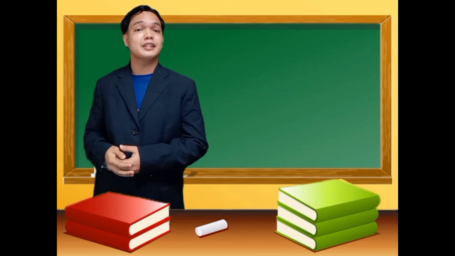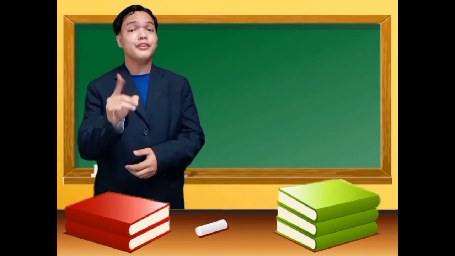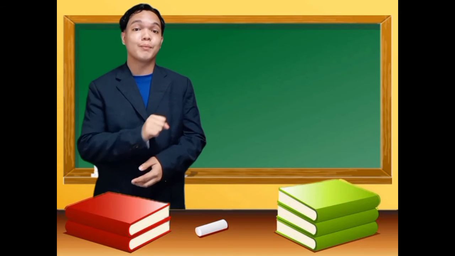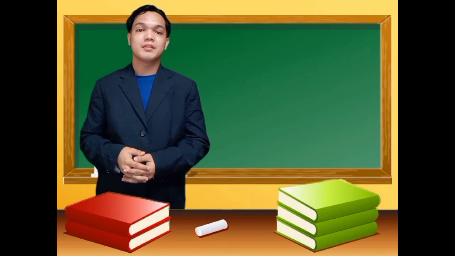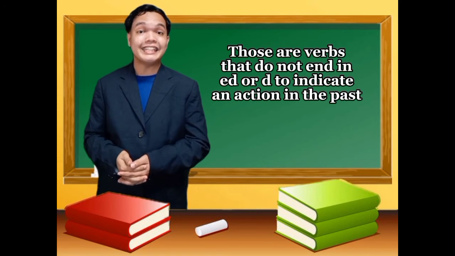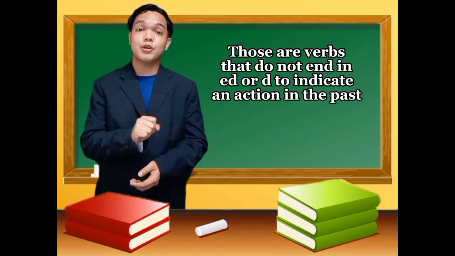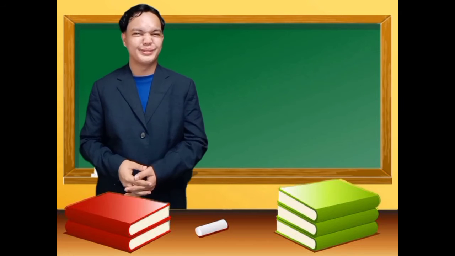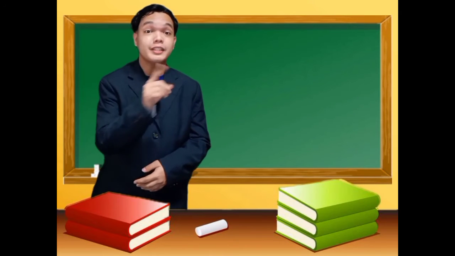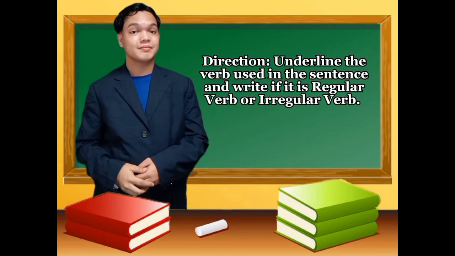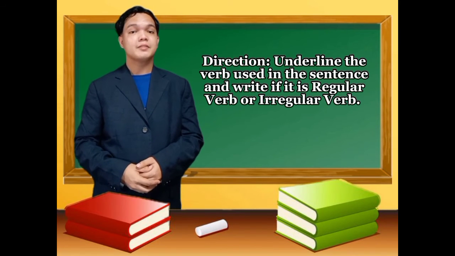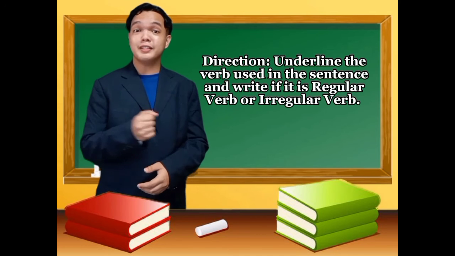Now, what have you noticed in the irregular verb used in the first, third, fifth, seventh, and ninth sentence? How did we form? Yes, those are verbs that do not end in ed or d to indicate an action in the past. Very good. Now, let's have another activity. Who can read the directions? Very good. Any questions regarding the directions?